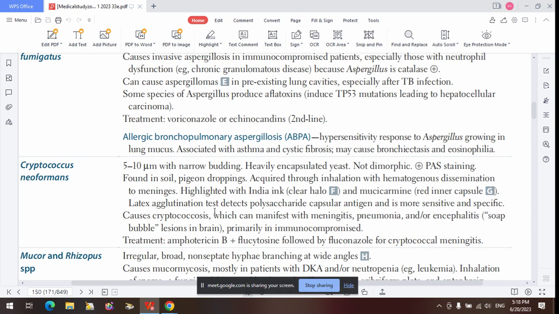Don't get carried away. What are the clinchers for your Cryptococcus? You are looking for narrow base budding, your thick capsule, the stains, Indian ink and mucicarmine stain. Those guys. Then lastly, the latex agglutination test, which is the most sensitive and specific test you can do.